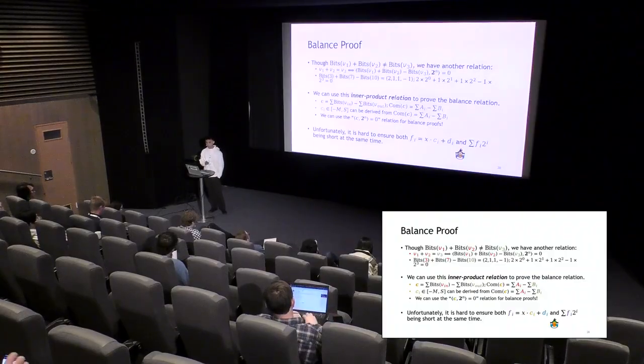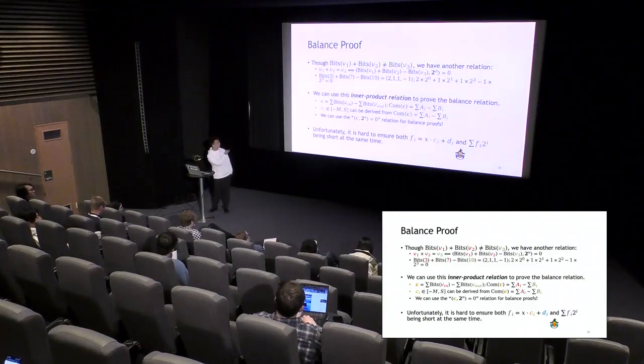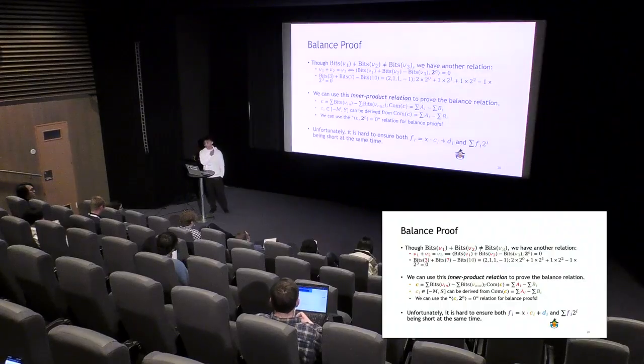Now we can use the inner product relation to prove the balance relation and do not need to introduce some additional values. Although you can see that we still introduce a vector C, the range of the vector C is already ensured by the binary proofs for the input and output values. So we do not need to instantiate additional range proofs for C.